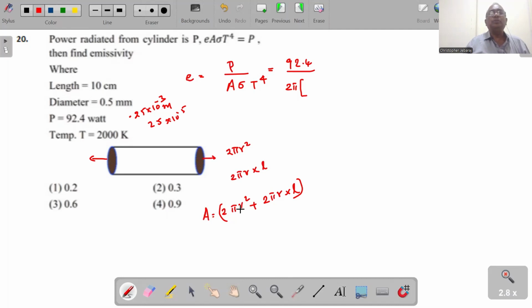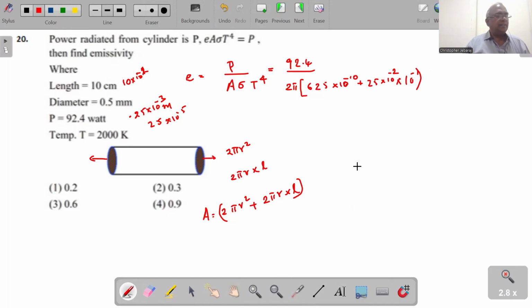So when you substitute this value, 625 into 10 to the power of minus 10 plus the same radius 0.25, 25 into 10 to the power of minus 5, into length of the wire, which is 10 into 10 to the power of minus 2, can be written as 10 to the power of minus 1. Okay, so we have completed the area.